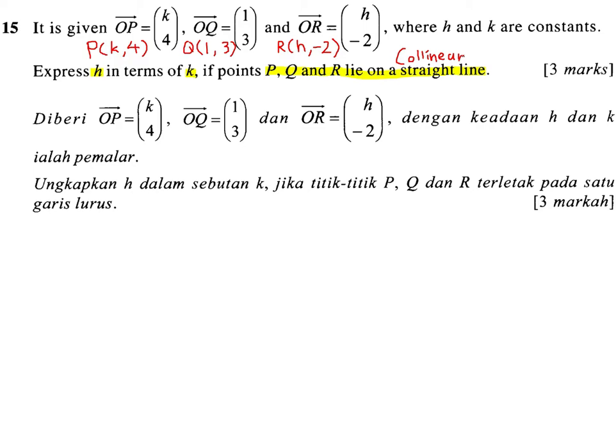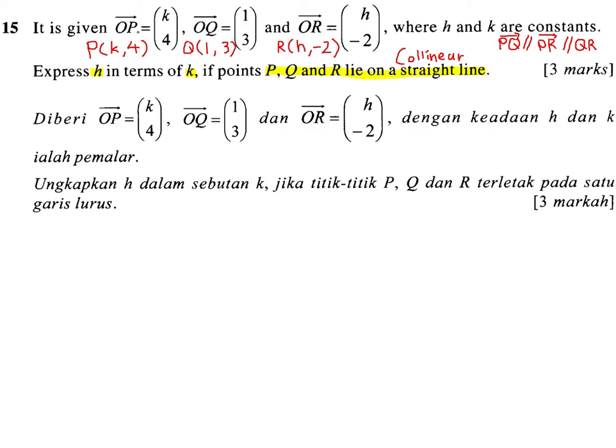Once we say these 3 points are collinear, it means that the vector PQ, PR, and also the vector QR, you can see we have 3 possible vectors we can get from here. They are all parallel. So to apply the concept of parallel, we can actually just choose 2 vectors here for us to compare.